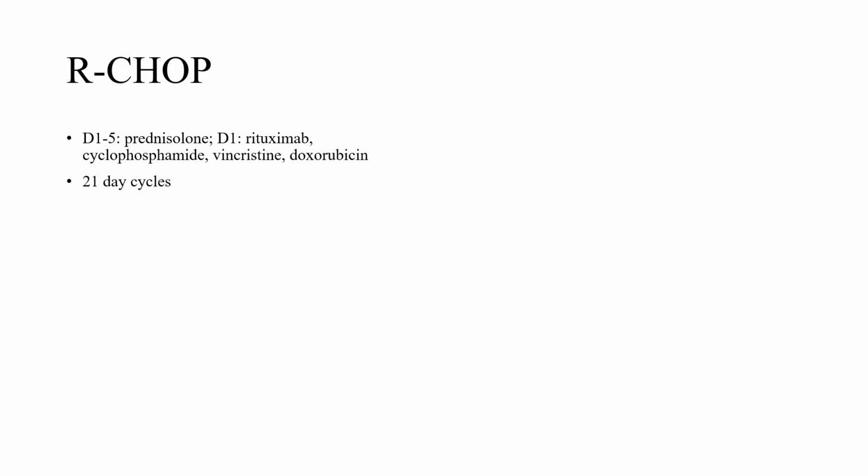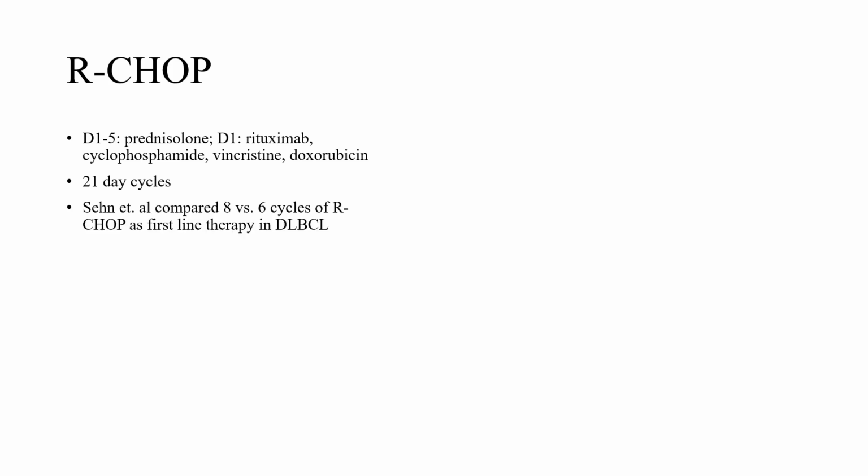So let's talk a little bit more about R-CHOP. Traditionally, days 1 through 5, you get prednisolone, and day 1 is when you get the rest of the drugs. So day 1, you get the rituximab, cyclophosphamide, vincristine, doxorubicin, and prednisone. And then days 2 through 5, you'll get just prednisone. Typically 21-day cycles. There have been some studies that looked at shortening this to 14-day cycles, but they didn't show any real benefit to shortening to 14.